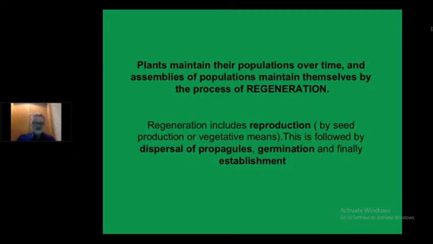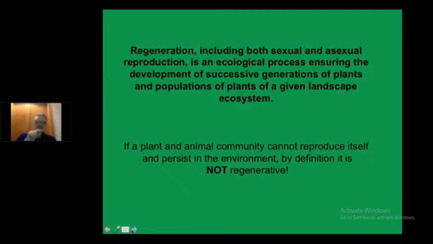If the system that you set up, see if that's the next one, right, regeneration, both sexual and asexual, is an ecological process ensuring the development of successive generations of plants and populations of plants in a given landscape. If your plant and animal community cannot reproduce itself and persist in the environment, by definition, it is not regenerative.